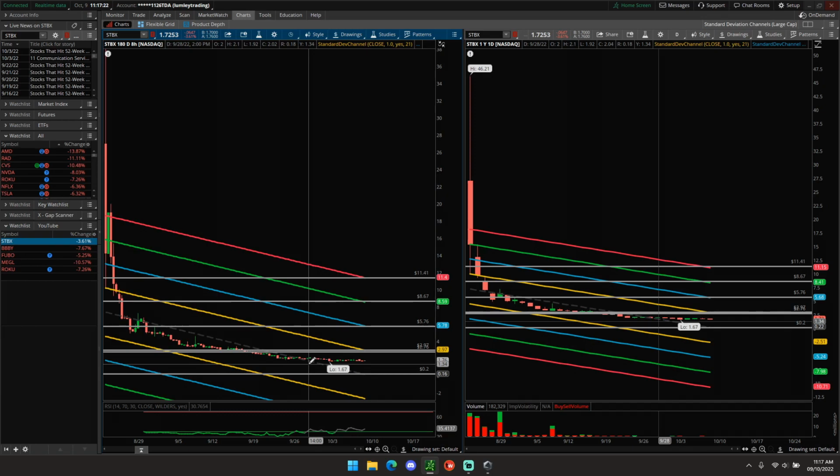But again, not something I'm really going to be touching. Doesn't seem like the best kind of stock to be trading. And so that's my view on the stock.